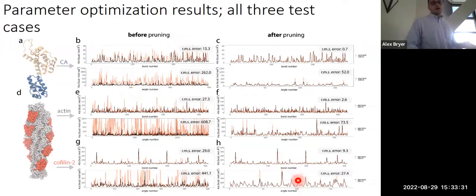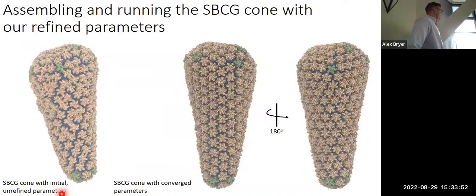So following all of the construction steps in this parameter optimization, removing excess angles, you can then finally take the monomer that you parameterized, in this case HIV-CA, and construct the capsid. On the left is what happens if you try to simulate a capsid with the initial unrefined parameters. It's actually a movie. You probably can't even tell. It looks so bad. There's really not even dynamics. And on the right, we have our shape-based coarse grain cone with the parameters that we generated.